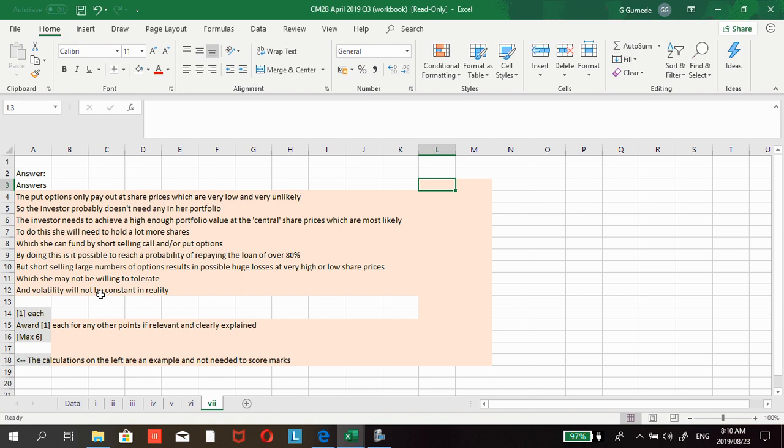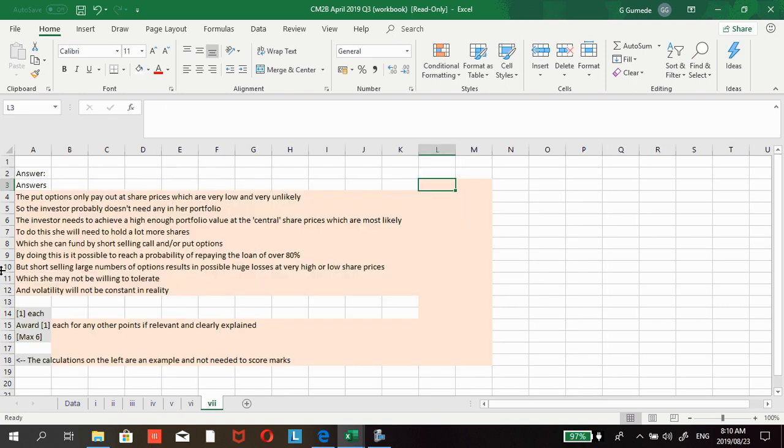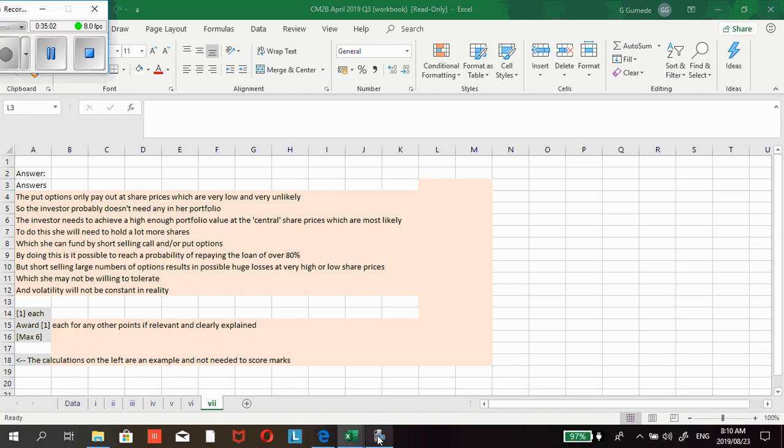I won't go into detail here because I didn't do this question. You will see if you do this question, it becomes easy to explain what is happening, but here is the answer.